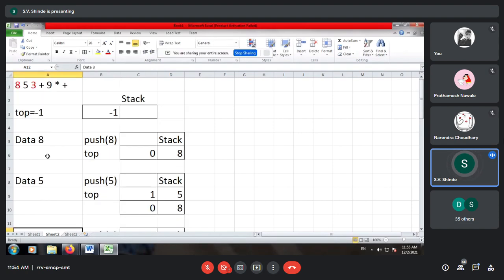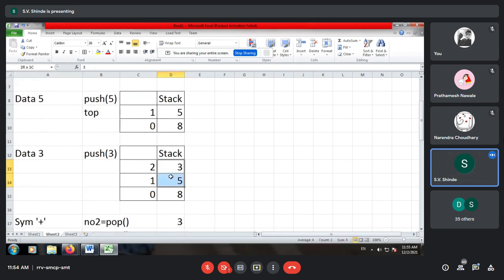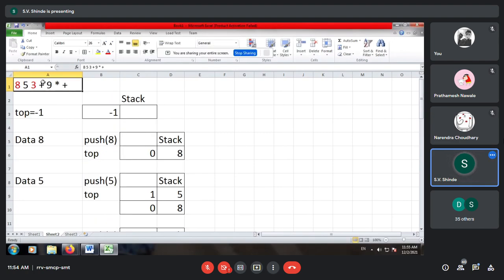Then the next element after 5 we found 3. So we issue the instruction push 3 and it is updated on the stack. So stack top is now incremented from 1 to 2. And after these 3 we get the symbol as addition, plus.